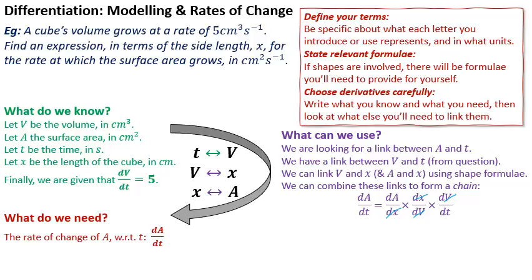Well, dA by dx we'd be able to get if we had a formula linking A and x, which is what we were talking about there. We can do that because we know that A is the surface area of a cube. We can get dx by dV by flipping over dV by dx, and we can get dV by dx by thinking about the formula for the volume of a cube.